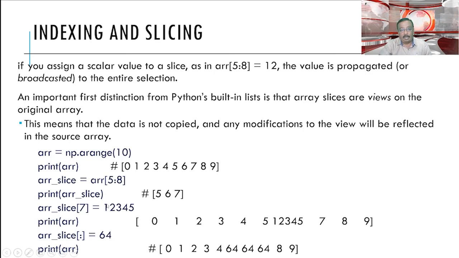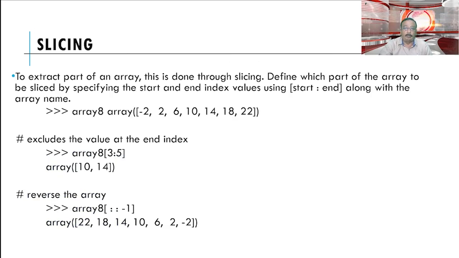Now we are having a new value, array slice of 7. So in the position number 7, we are trying to insert this particular value 1, 2, 3, 4, 5. So instead of the earlier value, 1, 2, 3, 4, 5 is being substituted. And similarly, array slice is going to have the value at position number 5, 6 and 7. To that particular array slice, we are assigning a value 64, which means to position number 5, 6 and 7, you are assigning value 64. So these are some of the slicing or indexing operations that can be performed.